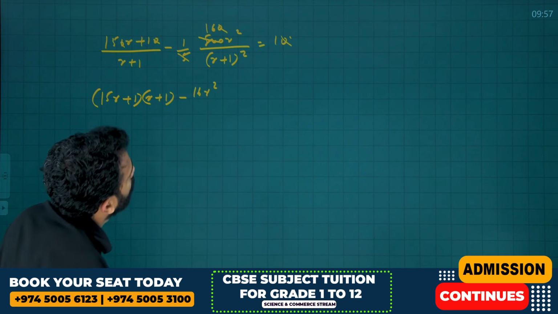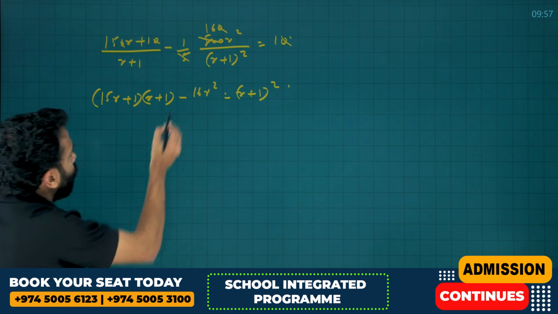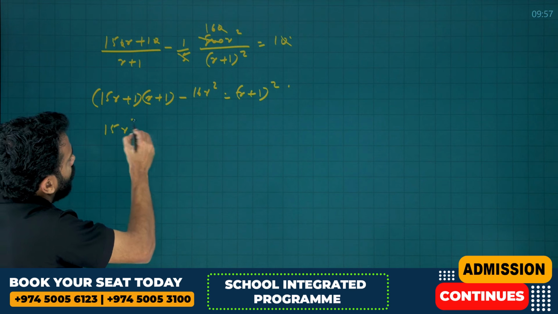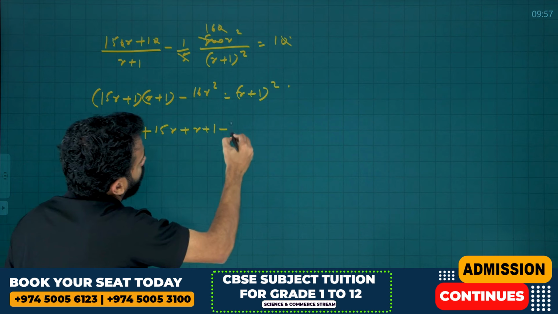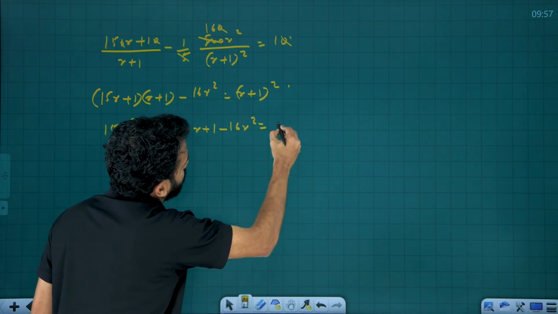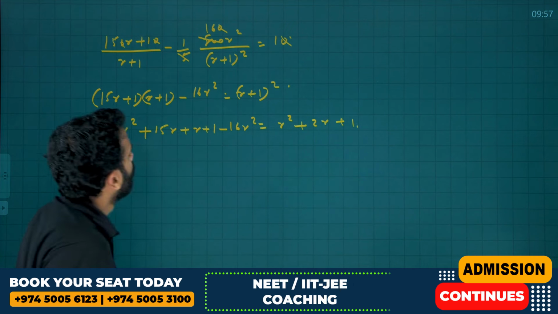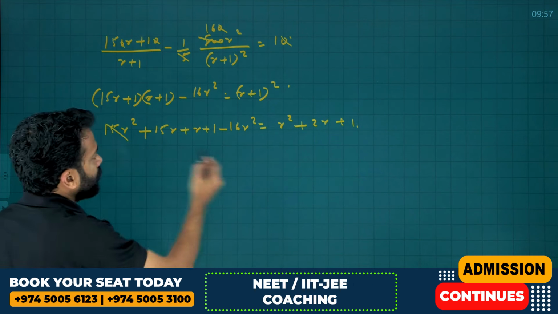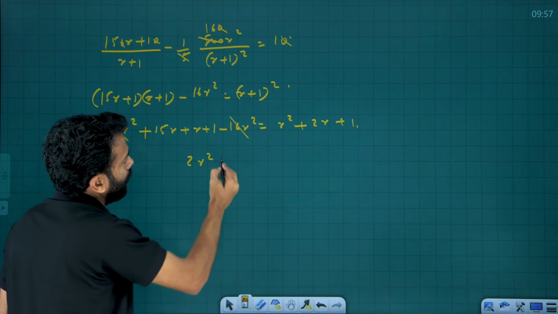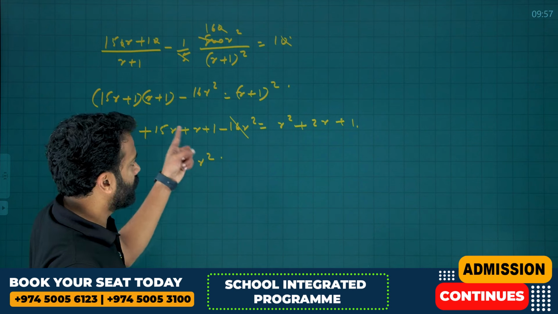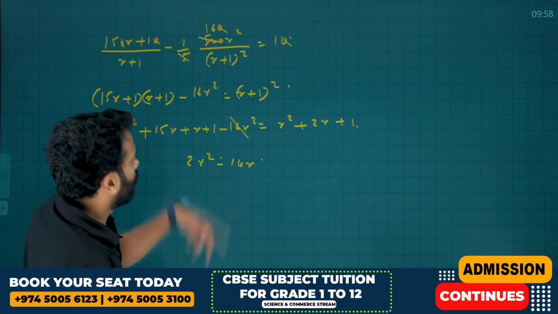16r square is equal to r plus 1 the whole square. If you open it, you will get 15r square plus 15r plus r plus 1 minus 16r square is equal to r square plus 2r plus 1. And 15r square minus 16r square is minus r square. If it comes here, it becomes 2r square. Again, 15r plus r is 16r. If it comes here, minus 16r, that becomes minus 14r. 1 and 1 got cancelled.